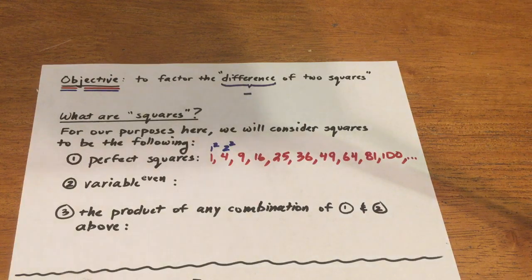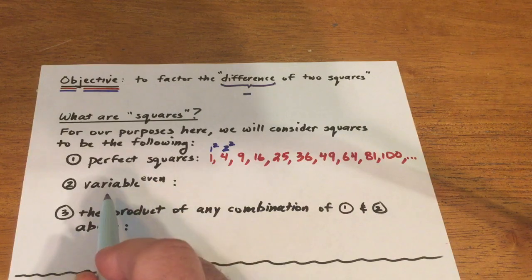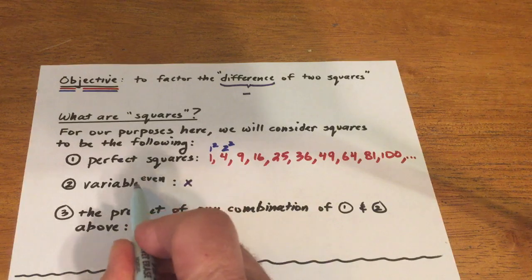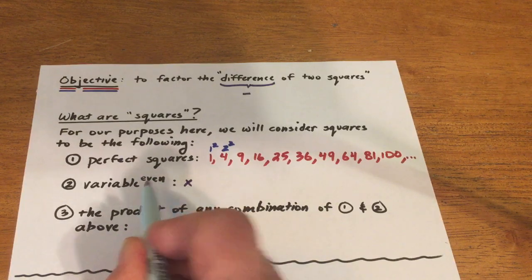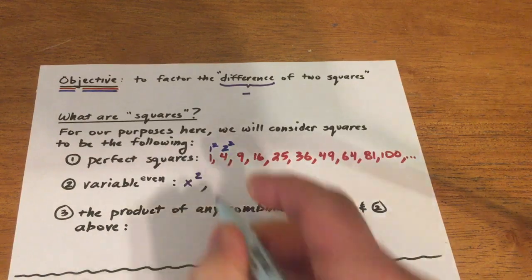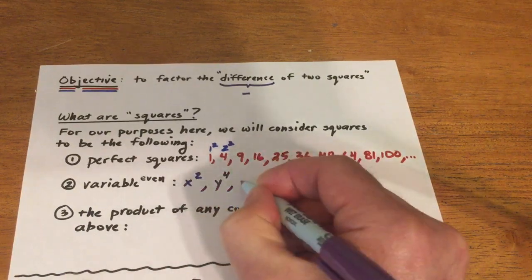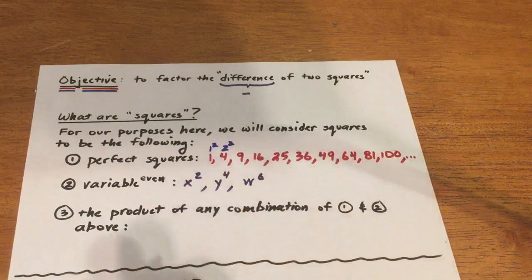Let's take a look at the next possibility. The next possibility for a square is going to be any variable with an even exponent. So let's choose a variable of x, and let's give it an even exponent. We know even numbers are 0, 2, 4, 6, 8, 10. Let's just start with 2. Another possibility, y to the 4th power. Another possibility, w to the 6th power. So these are some examples of variables with even exponents.